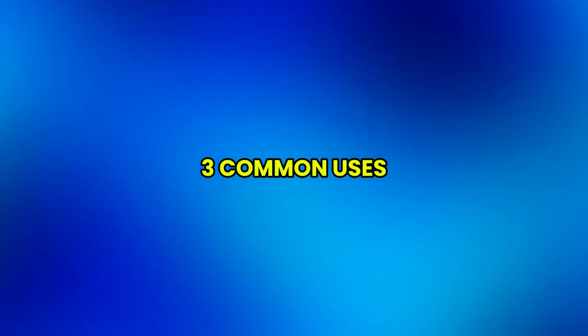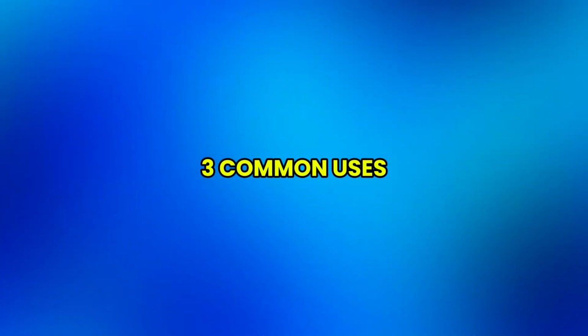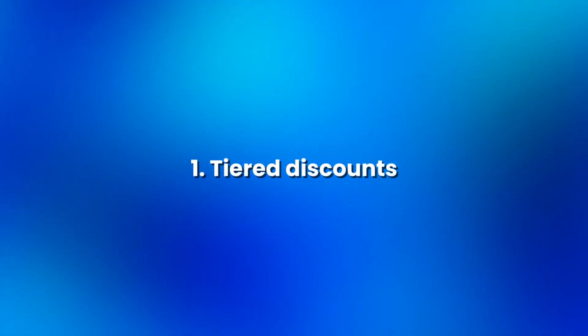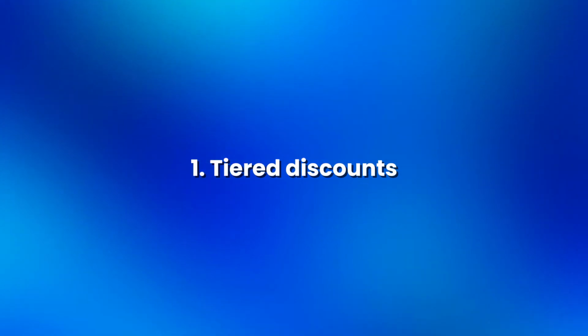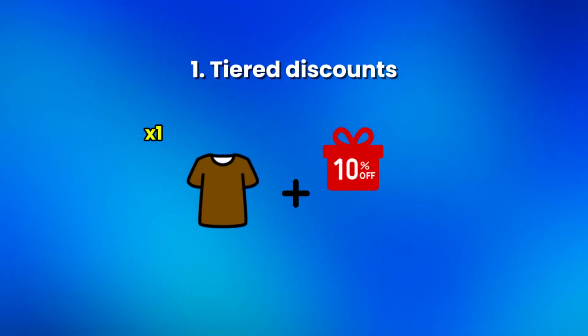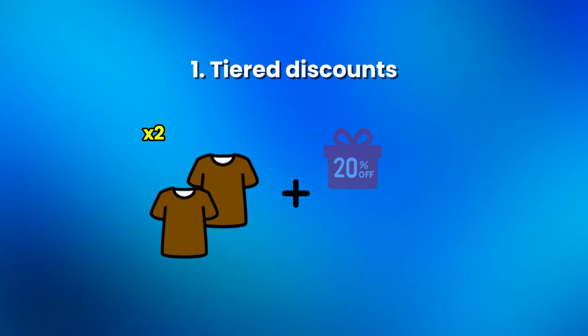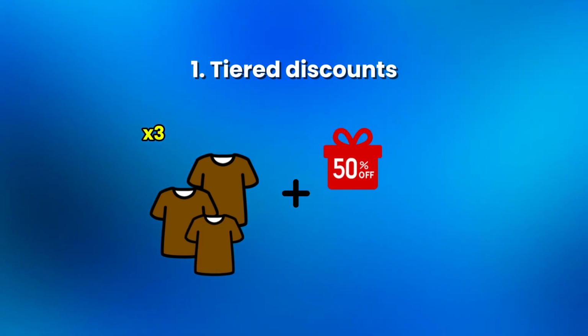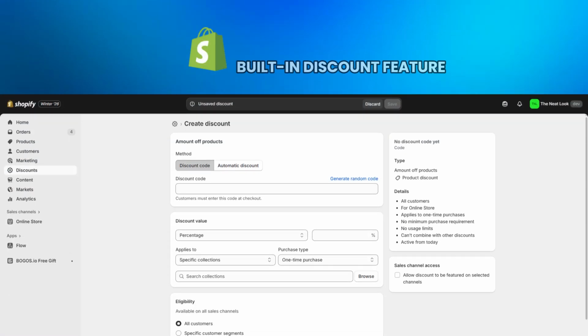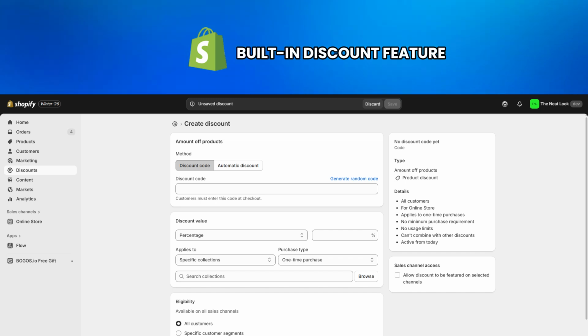There are 3 common uses of this offer based on your specific rewards. First, tiered discounts where customers get bigger discounts as they buy more. For example, buy 1 item and get 10% off, buy 2 for 20% off, or buy 3 for 50% off. You can set this up using Shopify's built-in discount feature, which I'll show you in the future.